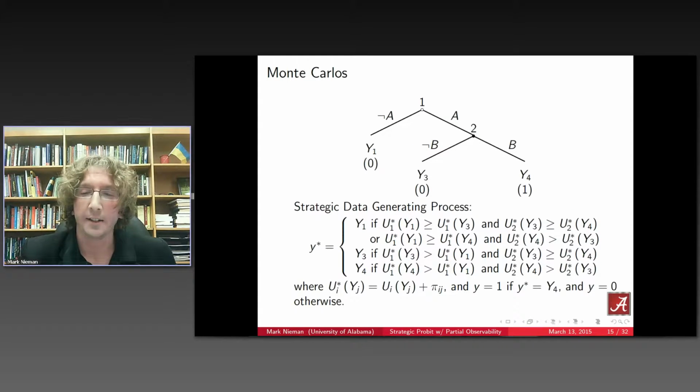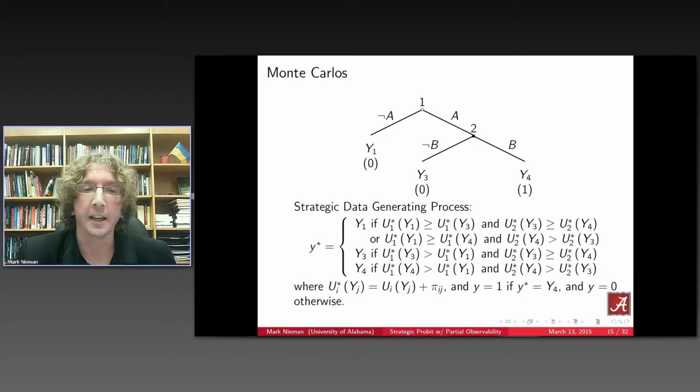I would create a set of Monte Carlos following a strategic data generating process to compare the probit model, a split sample probit, and the strategic probit with partial observability. The data generating process is clear from the figure, in that we're going to have two types of zero that are pooled together that we cannot distinctly identify, but we know from the data generating process that they're present, whereas we only observe an outcome where player 1 chooses A and player 2 chooses B.